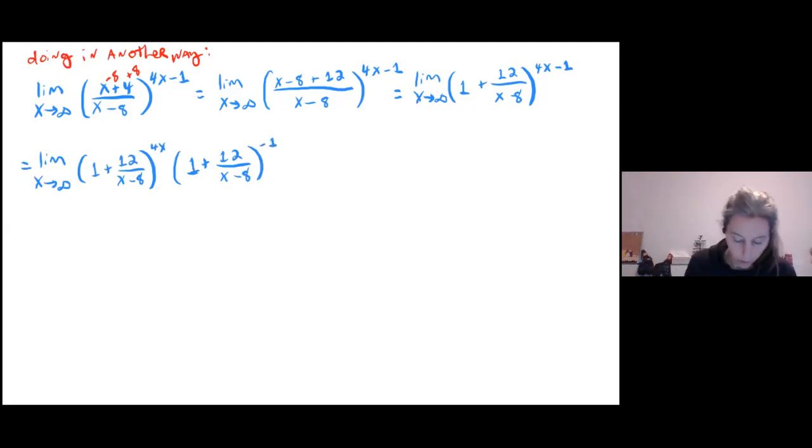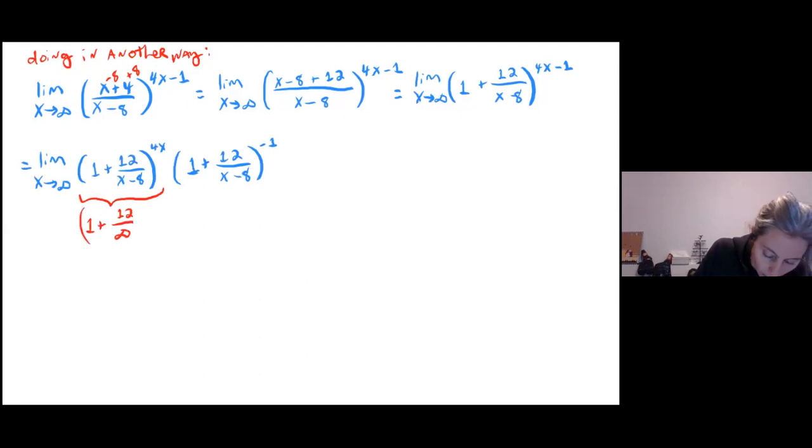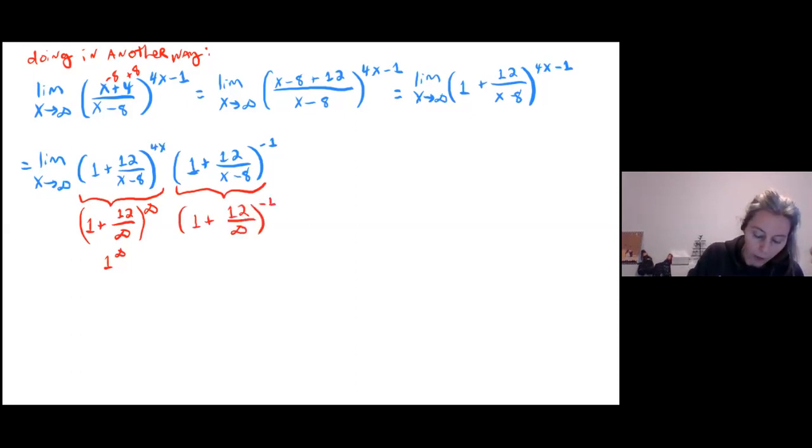Now let's plug in. So when I plug into this part right here, I have 1 plus 12 over infinity, all to the power of infinity, which gives me 1 to the power of infinity. That's my indeterminate form. Here, I have (1 plus 12 over infinity) to the power of negative 1. That gives me 1 to the negative 1, which is just equal to 1. So that's not an indeterminate form. It's actually not going to change my limit at all. What that means is I really just need to focus on this part right here.